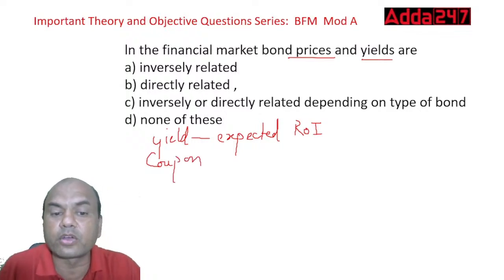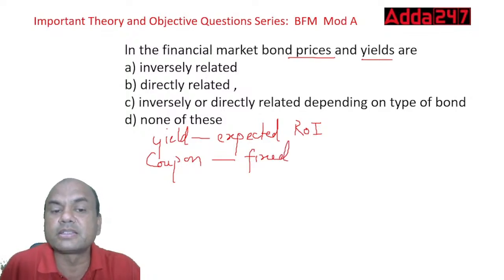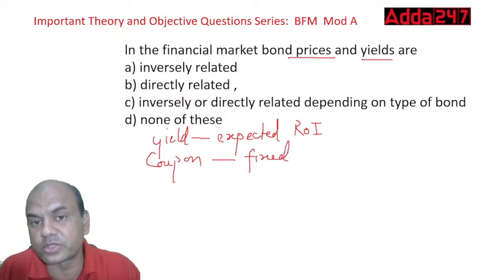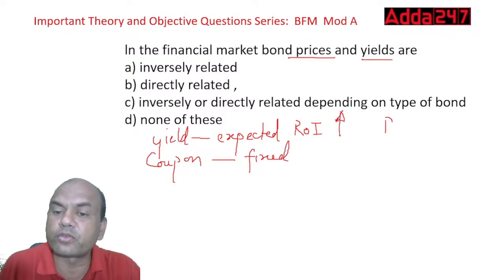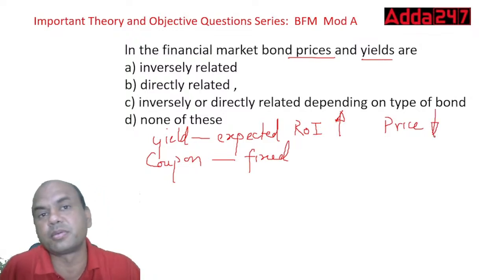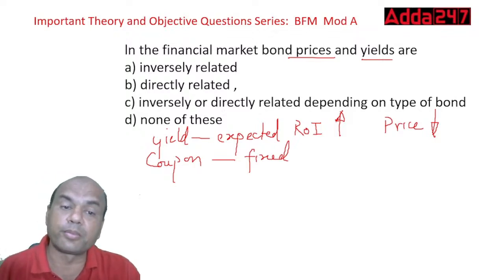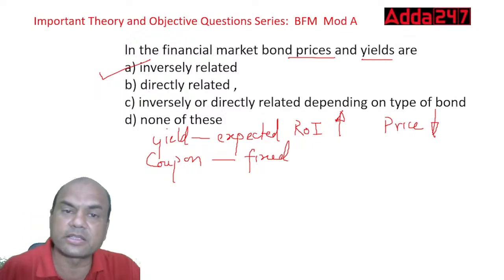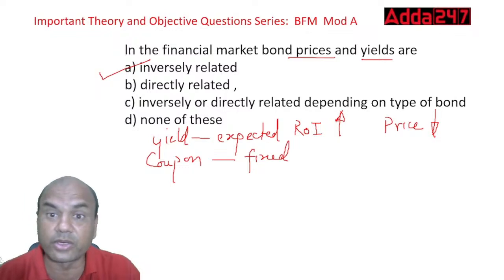So coupon is always fixed. Once it is given, it's fixed. You can't change it. But this yield goes on changing. Expected rate goes on changing. If the expected ROI goes up, then the price of your existing bond will go down. Always remember, if the expected ROI goes down, the price of the bond will go up. So it is inversely related, isn't it? In financial bond markets, bond prices and yields are always inversely related.